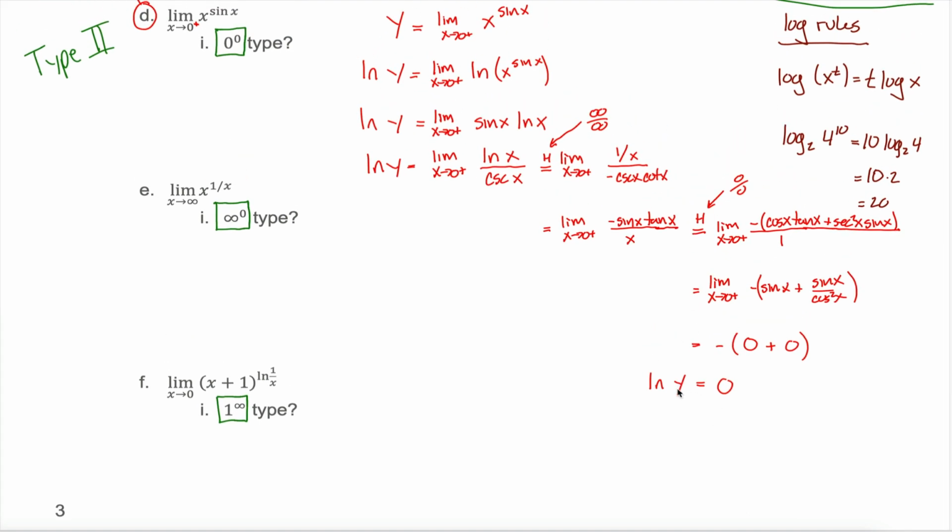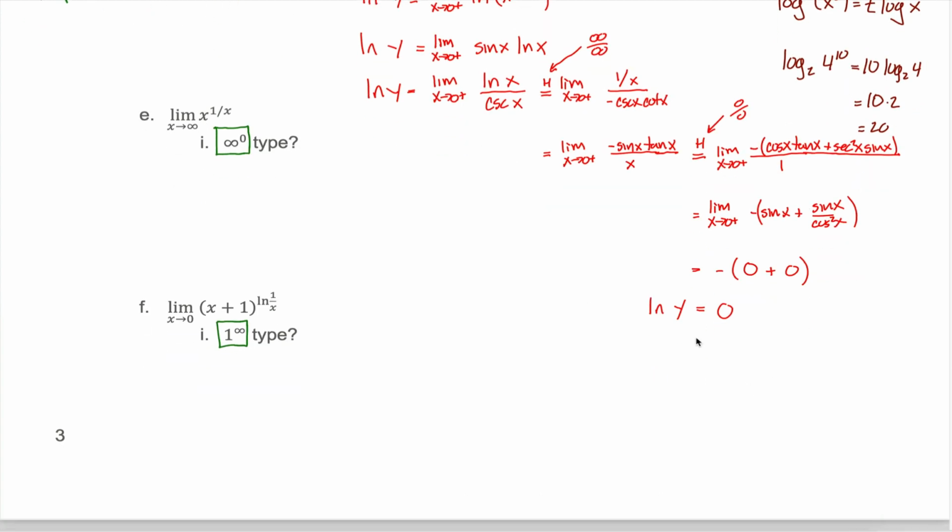Y is what we want to solve for, because y is the limit as x approaches 0 from the positive side of x times the sine of x. Y is the answer to the question. The natural log of y equals 0. If we do e to both sides of the equation, we get y is e to the 0 power. E to the 0 power is equal to 1.